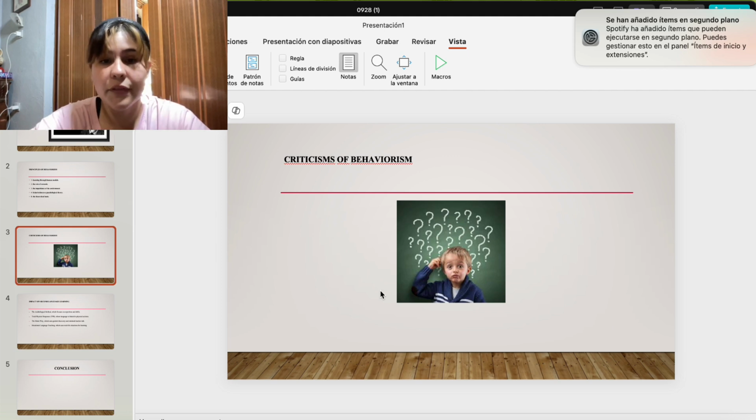The impact on second language learning. Behaviorism explains some aspects of language learning, especially routine and basic elements. For example, greetings or common phrases can be learned through imitation and repetition.